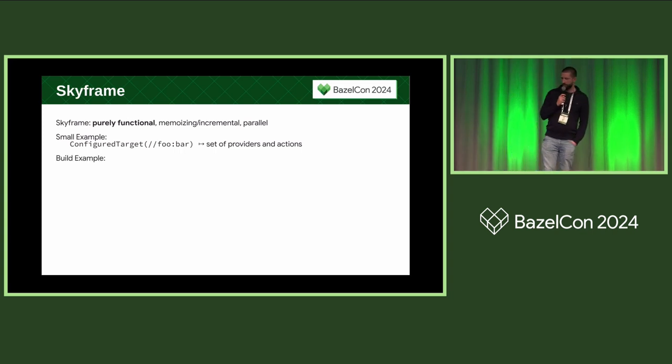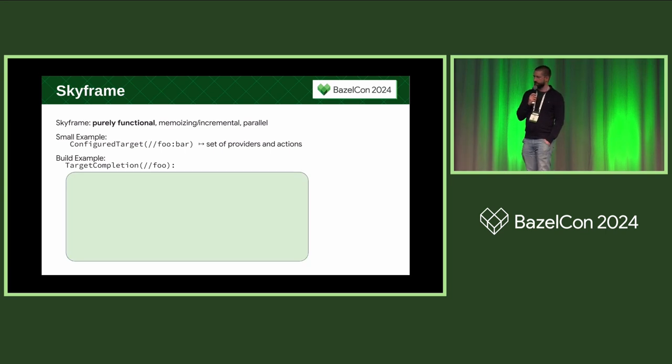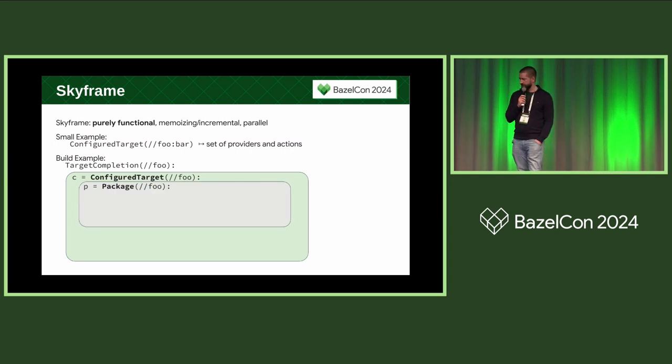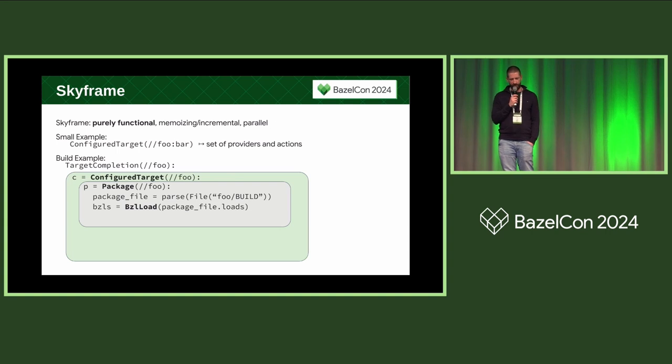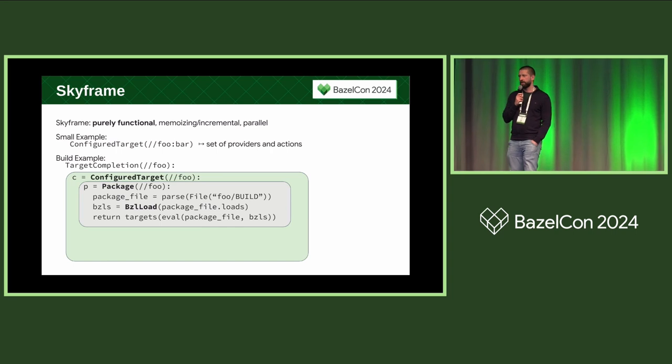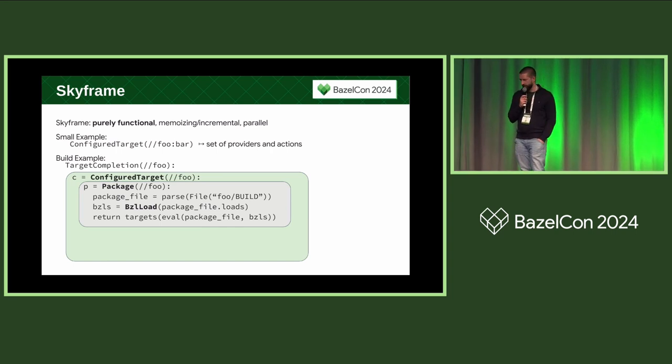Now, if we go into more detail, let's say that we are building target foo. The first thing that Bazel will try to evaluate is the target completion function, and that function will run a configured target of foo. Inside the configured target, the first thing that we do is load the package foo. We need to obtain the file foo/BUILD and parse it. We figure out what the loads inside that file are, so we call the BazelLoad function for each of those loads. And then we evaluate the package file and return a map of targets.